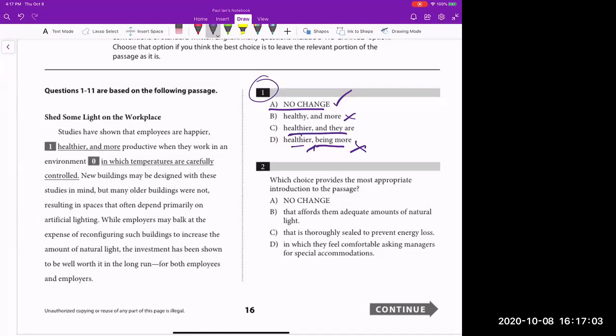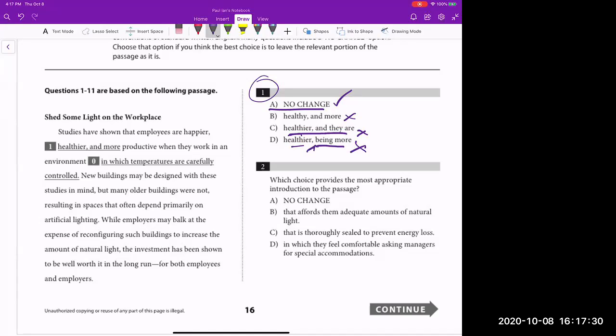Let's take a look at this one. So happier, healthier, and then the original says and more productive. And then this one says healthier, happier, healthier, and they are productive. This one isn't right because it's not really doing the comparative thing, like the extra level. I forgot what it's called, happier, happiest, right? Superlative.